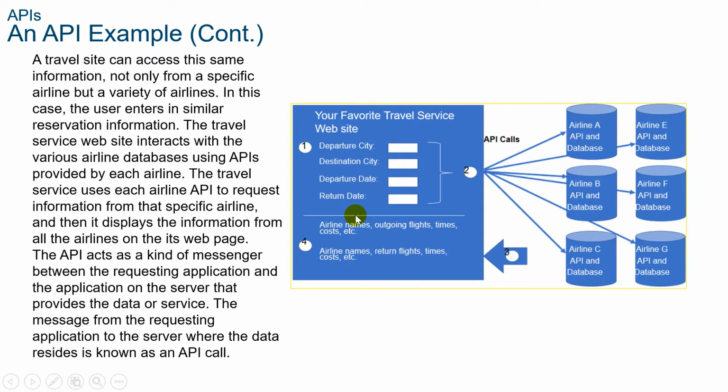So the API acts as a kind of messenger between the requesting application and the application on the server that provides data or service. The message from the requesting application to the server where the data resides is known as an API call. So this is an API call here.